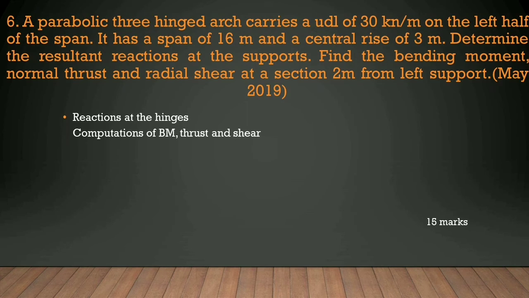In this, you can find out the resultant reactions only after finding out the support reactions VA and VB as well as the horizontal thrust. To find out a bending moment, you will have to cut the section at 2 meter distance from the left support and write down the equation Mx minus Hy. To get the normal thrust and radial shear at that section, we will have to find out Vx and Hx and substitute these two to the equations of N and F.